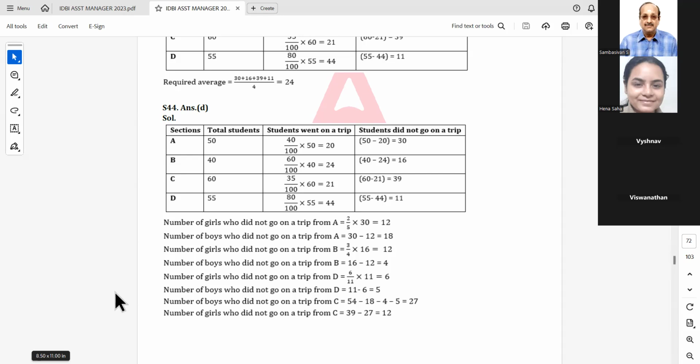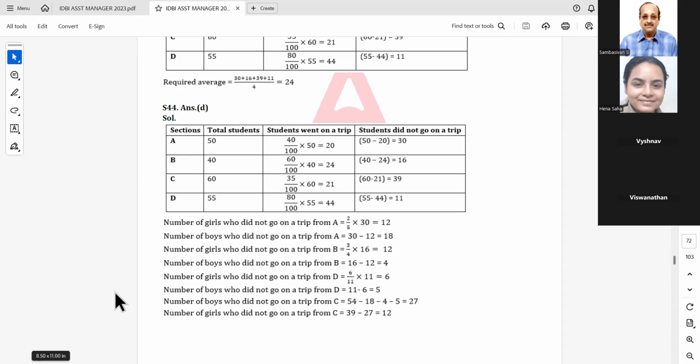That minus 4, how did they arrive at this? Number of boys who did not go on a trip from B. Sir, that minus 4 is from section B, sir. How was that arrived? Sir, they have given the ratio as 1:3, sir, did not go for a trip. In B section, total, 1 second, sir. Total 40 students, sir. How many boys, how many girls? That's what the ratio is, 1:3 they have given, sir.